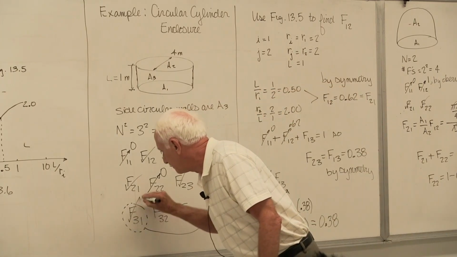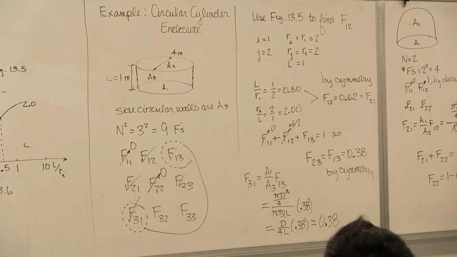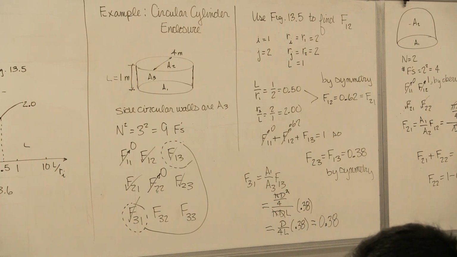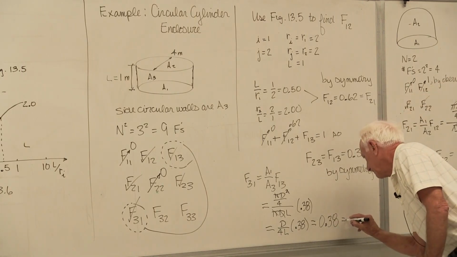I got F31. Then I say to myself, gosh, you know what? I really think F31 is the same as F32. I say, how do you know that? I say, it's symmetrical. You got it. This is F32.